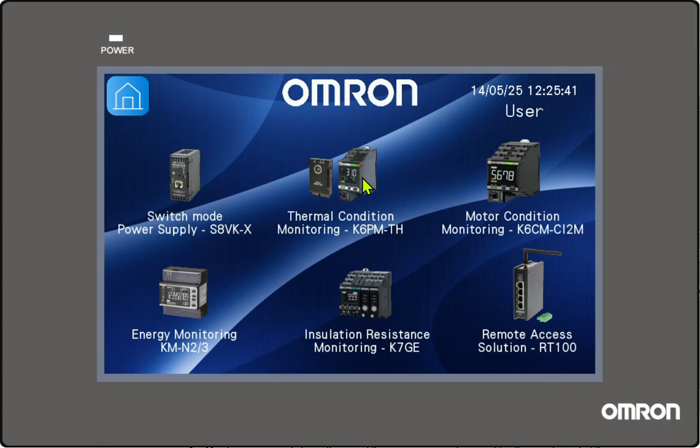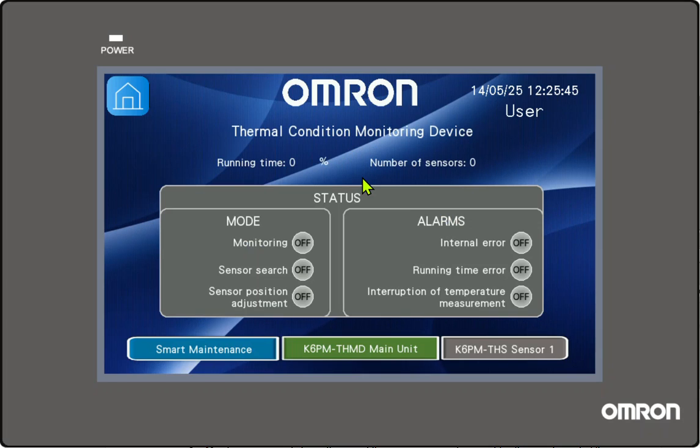Namely, we have the thermal condition monitoring K6PM TH. I configured this first page with status data like alarms and the operating mode of the unit, and we can also see the running time of the unit and the number of sensors.